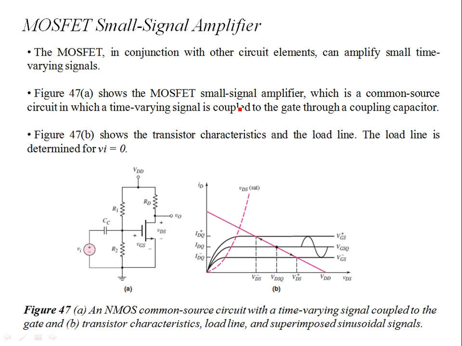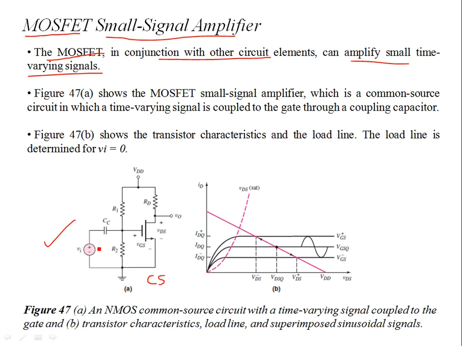We have seen that MOSFET transistors can be used in switching applications, switching currents, voltages, and power while having zero input gate current. The other application of MOSFETs is in the amplification of small signal time varying signals. The MOSFET, in conjunction with other circuit elements, can be used to amplify small time varying signals. You see in figure 47 over here, you have a common source NMOS MOSFET configuration.